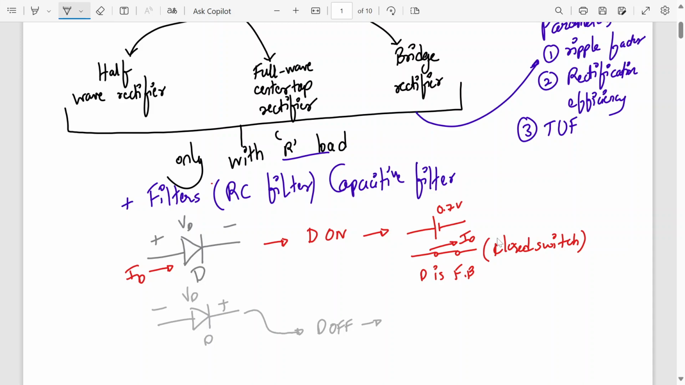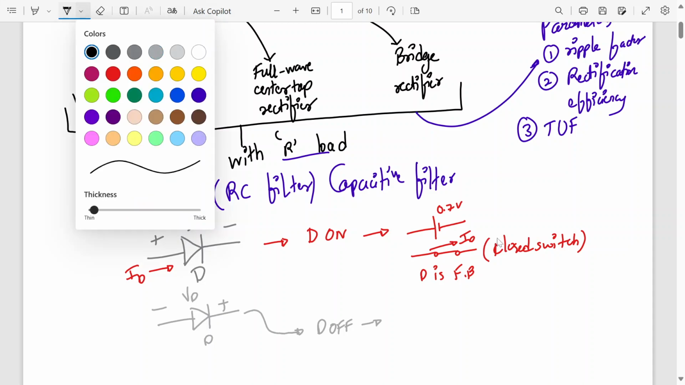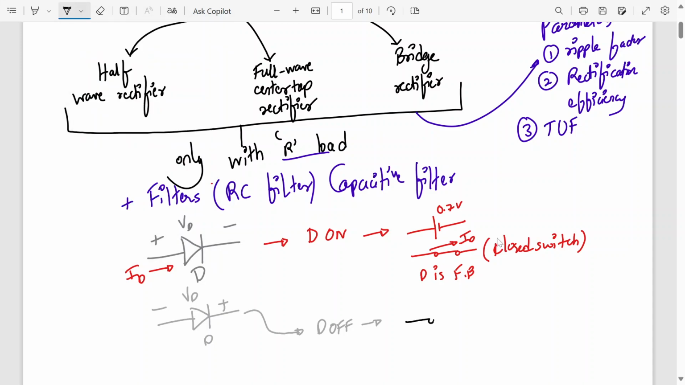Yes. And when the diode is off, you replace it with an open circuit. So the diode is reverse biased. It behaves as an open switch because current doesn't flow, very little current flows, so it behaves as an open switch. This is what we have to remember, and this diode is your PN junction diode.